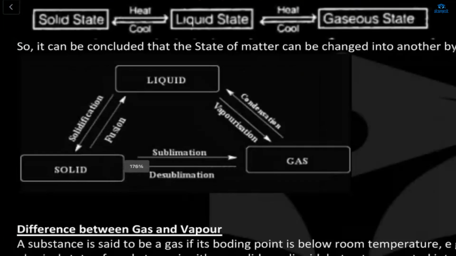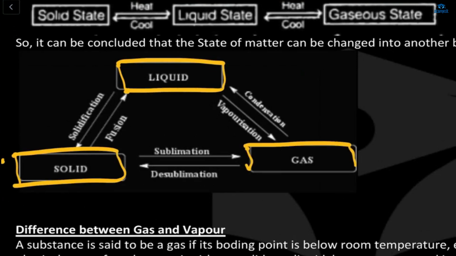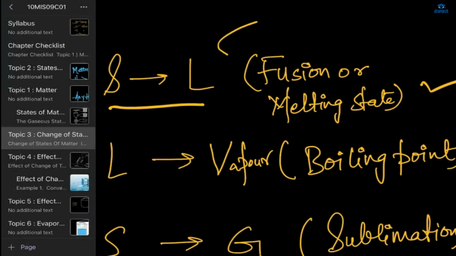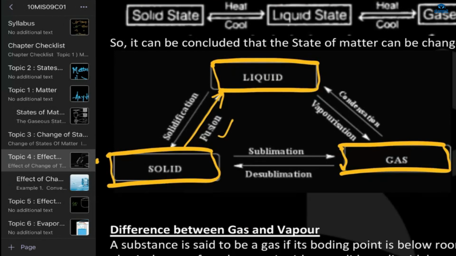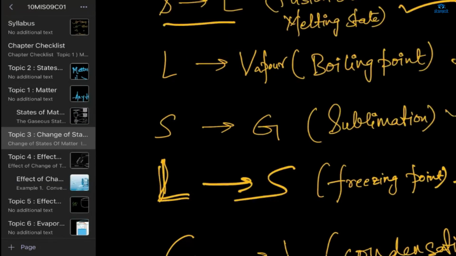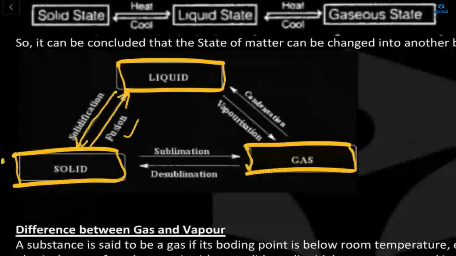And if directly from a gas to liquid, that process is known as your condensation process. Now, what is the effect of change of temperature? See, this is your solid, this is your liquid, and this is your gas. Now here, when solid is converting into a liquid, that process is known as fusion. And when liquid is converting into a solid, that process is known as solidification.